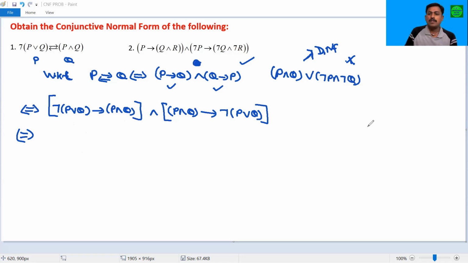Now I am going to apply this formula. If P then Q equivalent to not P or Q. Using this, I'm going to write, the not of not will get cancelled here. So I can write P or Q.